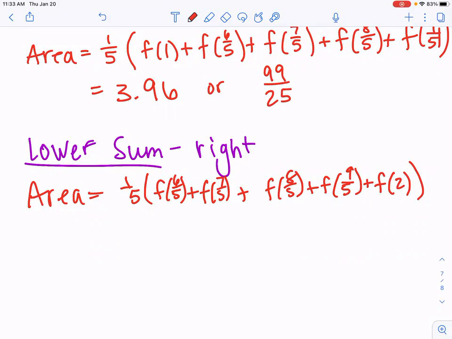Tomorrow we're gonna do the same thing, but with trapezoids. We'll get there. We'll get there.